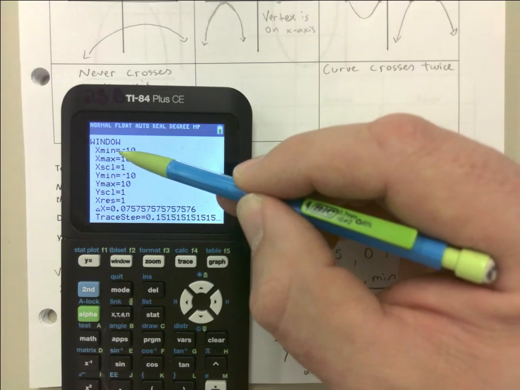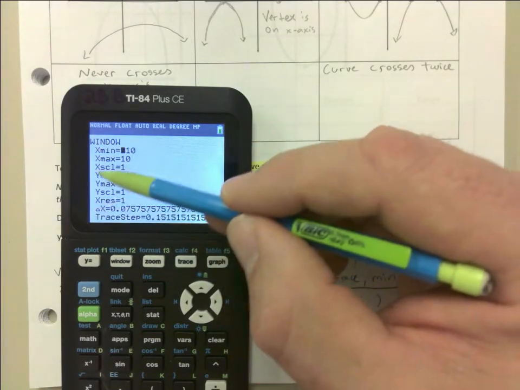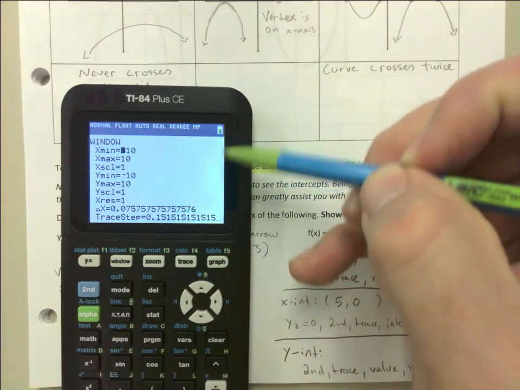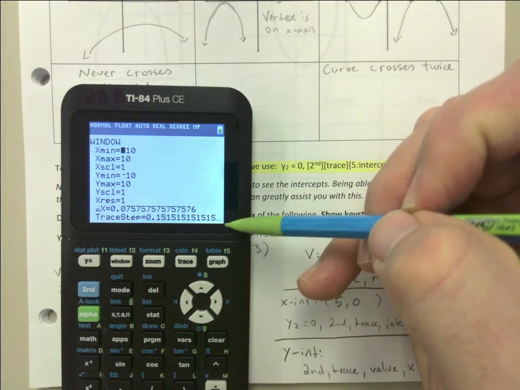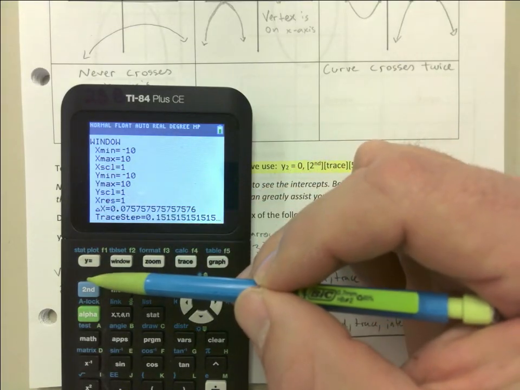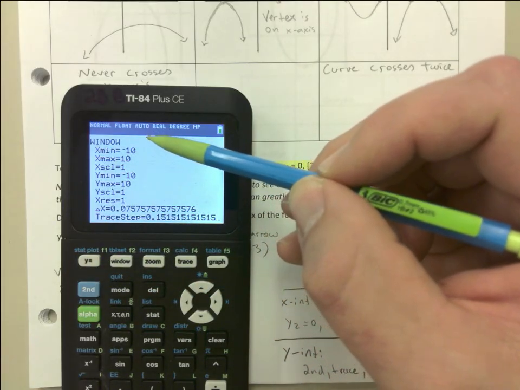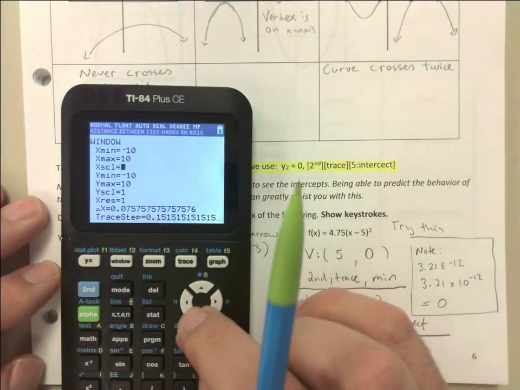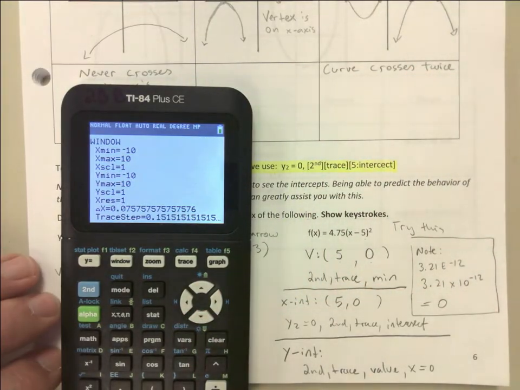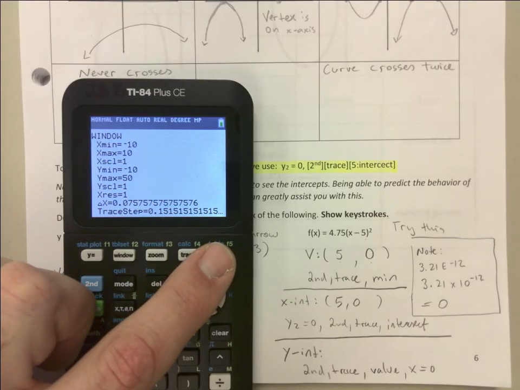What do you think X-min changes? It changes the left side of your screen. X-max changes the right side of your screen, how much you see to the right. Y-min will do what? How much I see to the bottom of the screen. Y-max will change how much I see to the top of the screen. So we're going to go to Y-max and change that to 50. And then hit graph again.